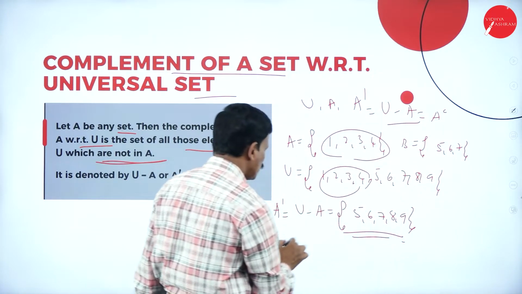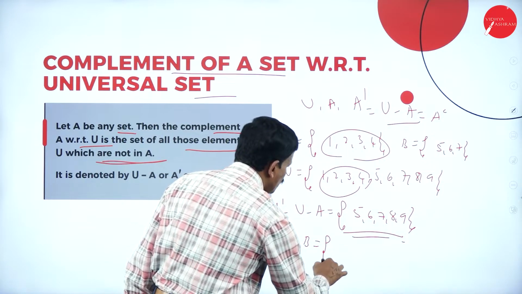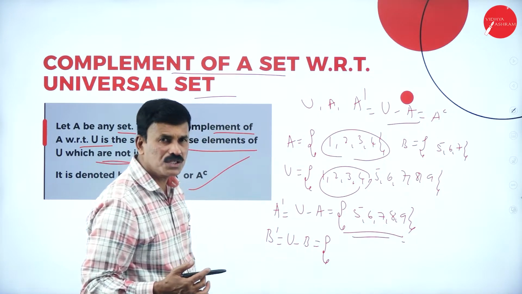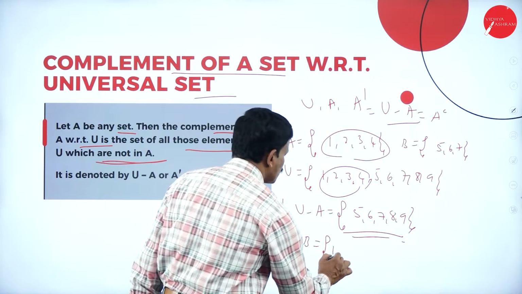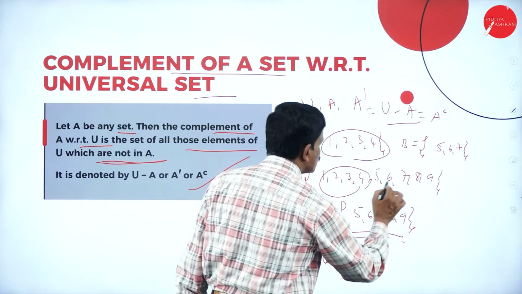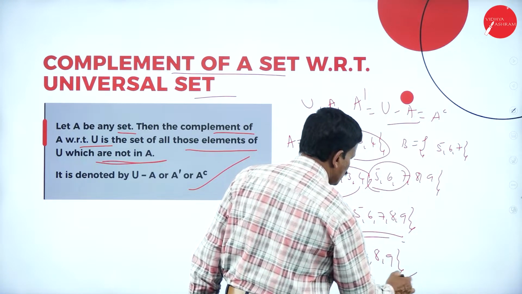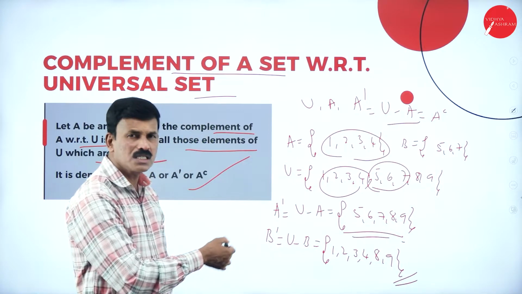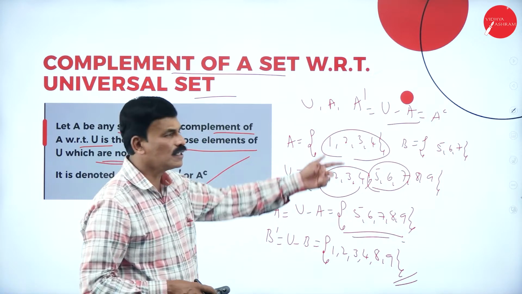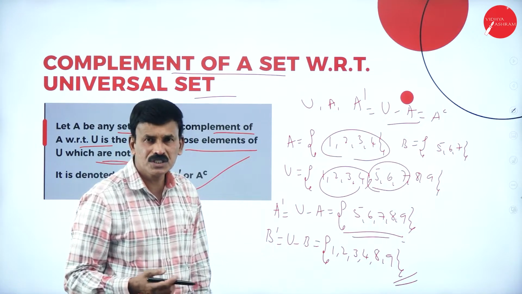Then the complement of B is given by B dash is equal to U minus B. U minus B means all the elements which are in U but not in B. So 1, 2, 3, 4, 5, 6, 7 we leave, and the remaining elements are 8, 9. So A dash is this, and B dash is this. Depending upon A and B, we can write the complements A dash and B dash.